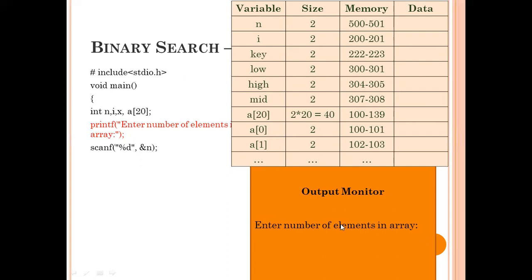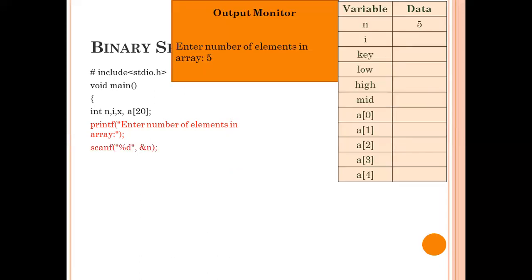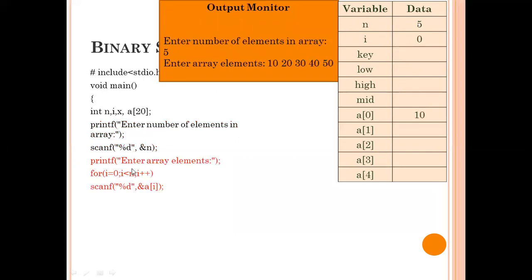So in the output monitor, you will have the statement "Enter number of elements in the array", and the user will enter some element, say 5. So what does it do? It scans and stores it in the address of n. So in the address of n, this value is stored.